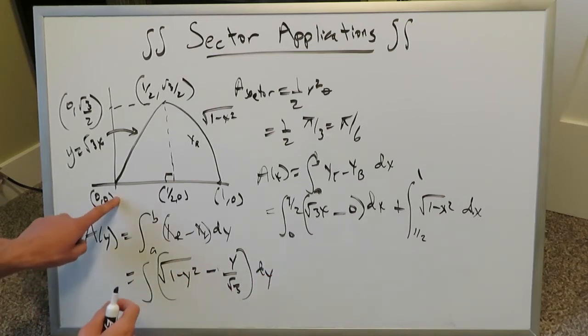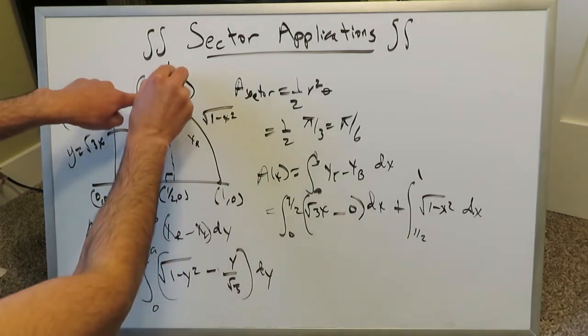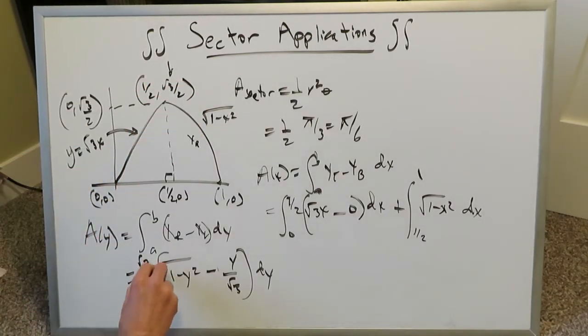But what would our intervals be? From the lower extent of 0 to the upper extent of this root 3 over 2. See, root 3 over 2. That's one way of looking at it.